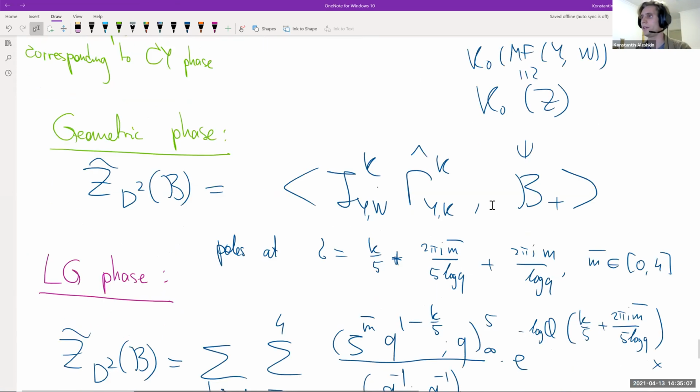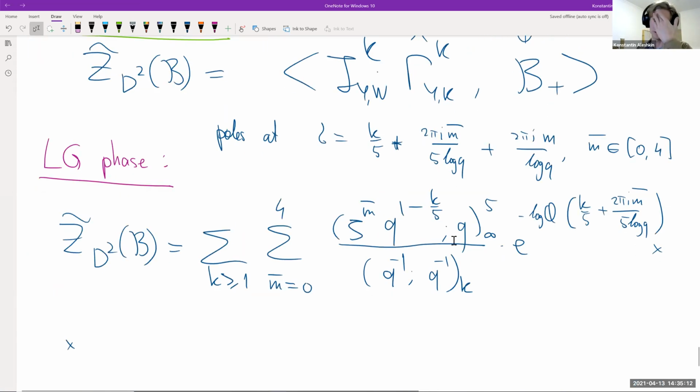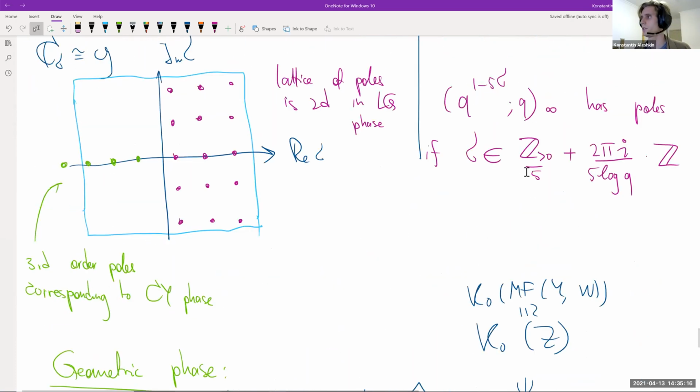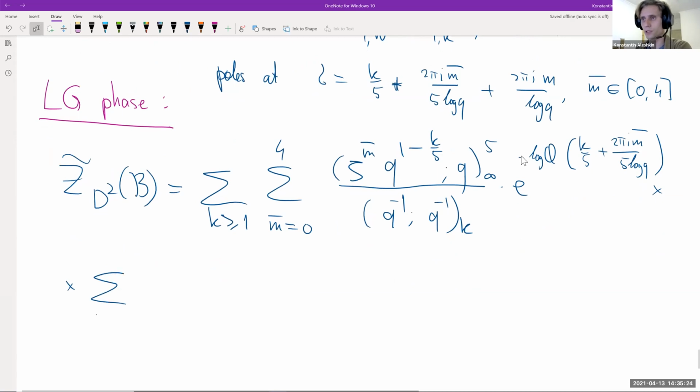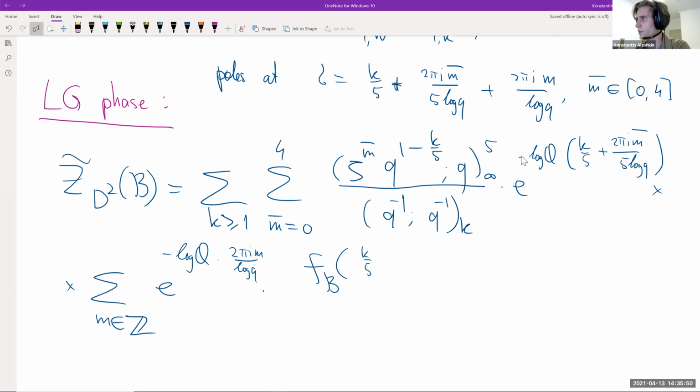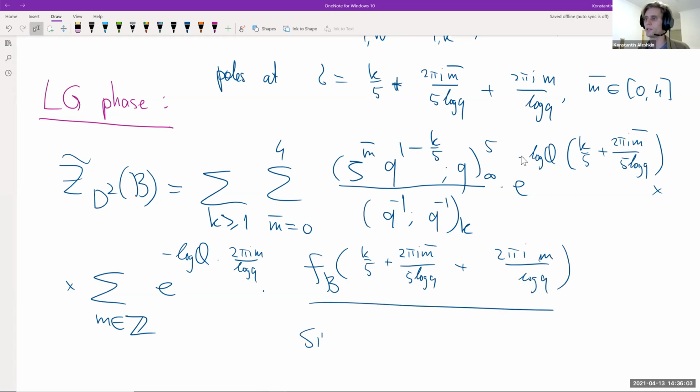the trigonometric part. The elliptic part, these q-gamma functions or q-Pochhammer symbols, are invariant with respect to the shifts by 2 pi i m over log q. What is not invariant is the trigonometric part. So we have a sum over m in Z of this expression, exponential of minus log q times 2 pi i m over log q times f_b of this expression over here. So this is some big expression which you don't need to think about. I'll tell you what it is instead.